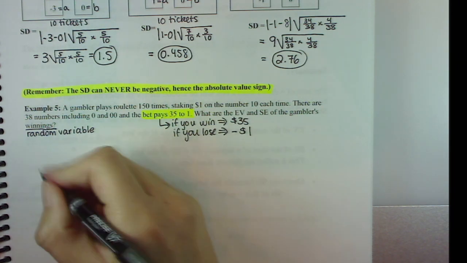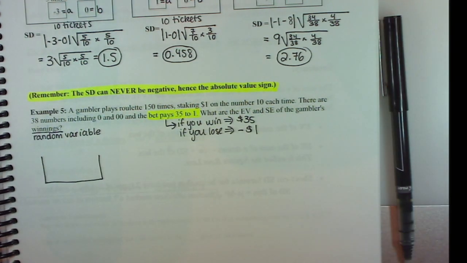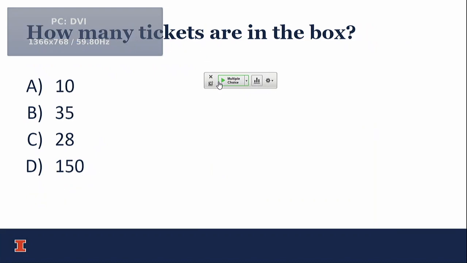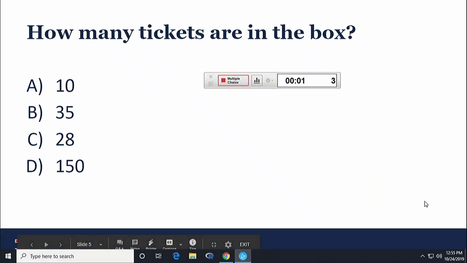So if I was going to draw my box, my question for you guys is, how many tickets should I put in this box? So I'm going to do another clicker question because why not? Out of all these options, how many tickets should be in my box? So think about that for a minute. We'll draw it, and then once we have it, calculating the statistics will be a lot easier.